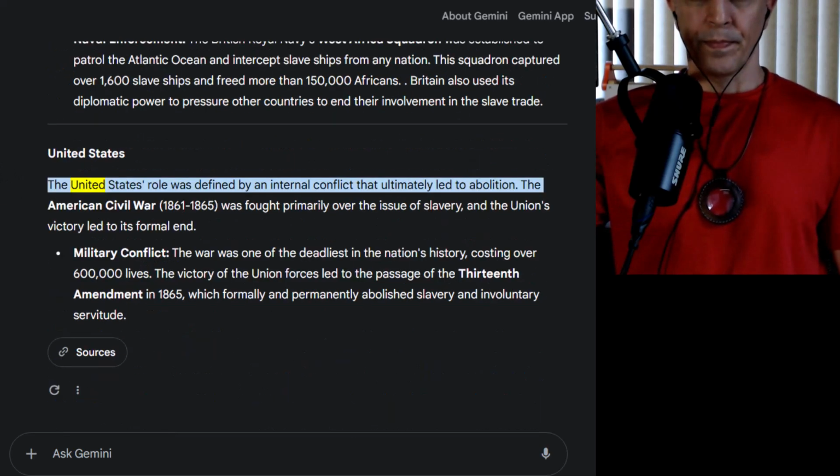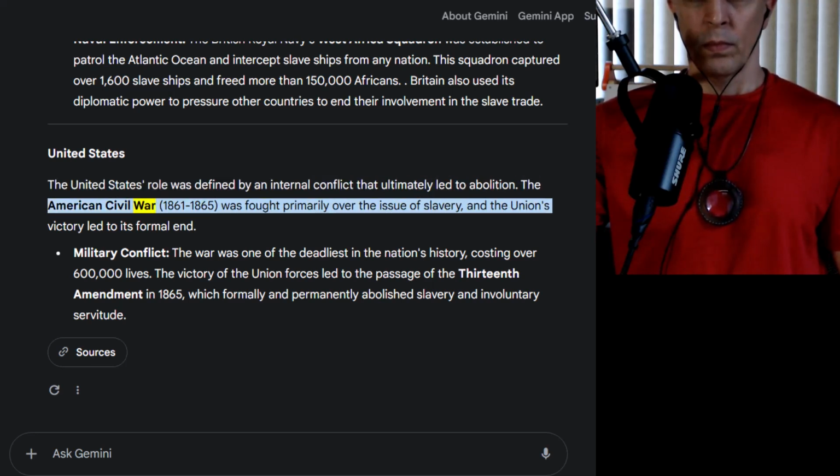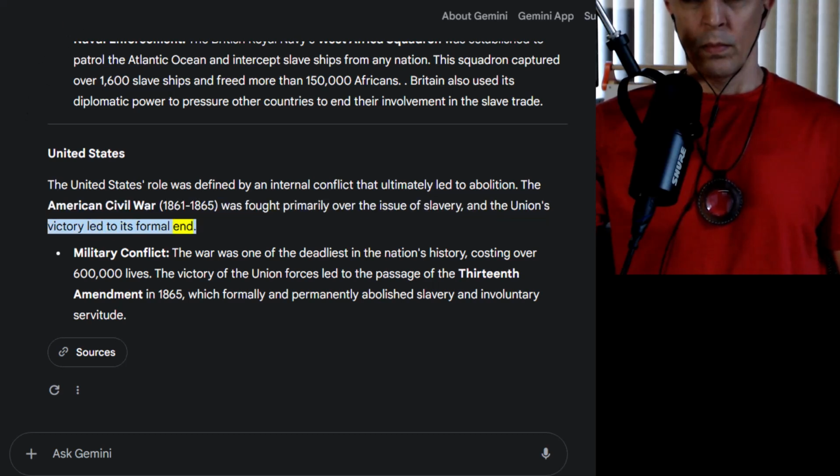United States. The United States' role was defined by an internal conflict that ultimately led to abolition. The American Civil War, 1861 to 1865, was fought primarily over the issue of slavery, and the Union's victory led to its formal end.